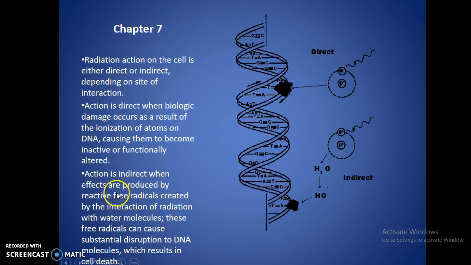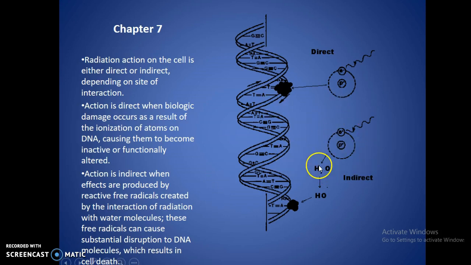Action is indirect when effects are produced by relative free radicals created by the interaction of radiation with water molecules. These free radicals can cause substantial disruption to DNA molecules, which results in cell death. So what happens with indirect damage is that the radiation will come in, it will interact with the water molecule because you have 80 to 85% of the cell made up of water.